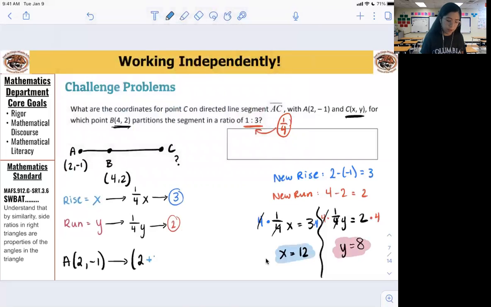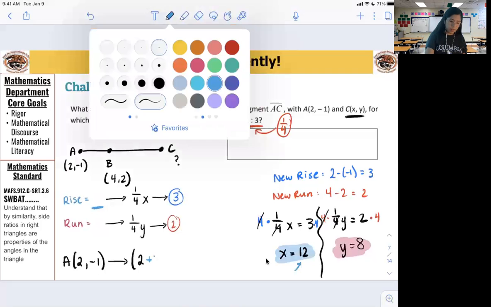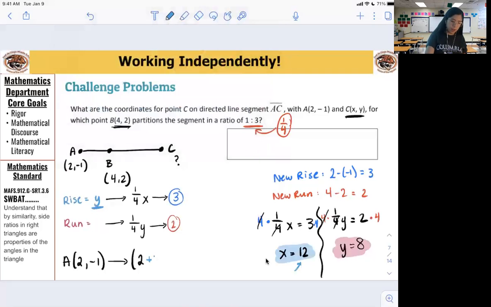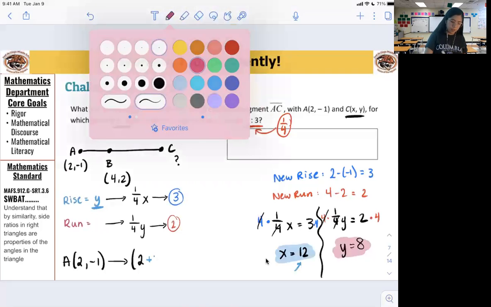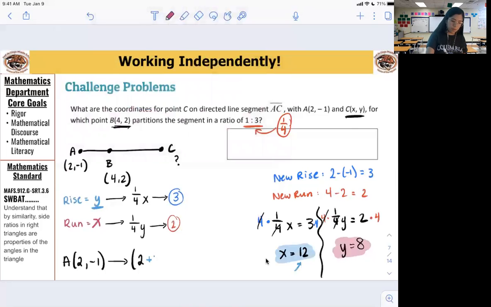Oh, be careful. I named my rise x, so don't get confused by Miss Lopez. I just named it x and y because I just felt like it. So I picked those letters randomly, but the rise gets added to which value? I should rename them. Sorry, that was confusing. Okay, I'm gonna name this one y. I'm gonna call this one x, just so that we don't get too confused.